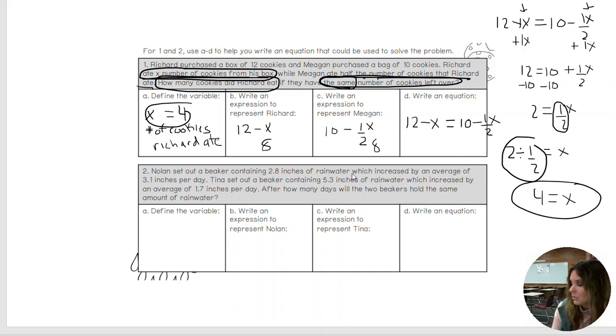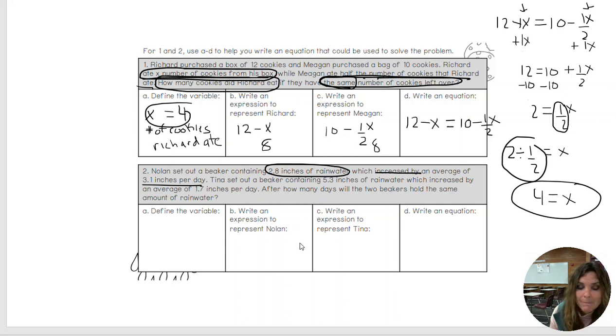So let's go back to the situation. Let's make sure we really understand what's happening. Nolan set out a beaker and it contained 2.8 inches of rainwater. This is what was in the beaker when he set it out. And then that increased by an average of 3.1 inches per day. So we started out with 2.8, and then every day that increased by 3.1 inches. Each day that passed, the beaker continued to get more and more full of water.